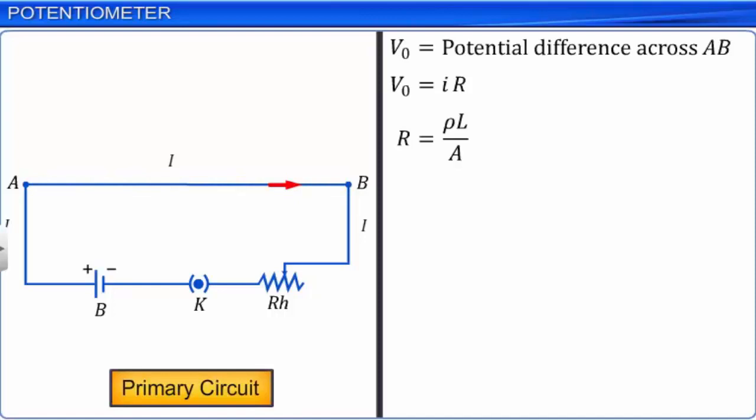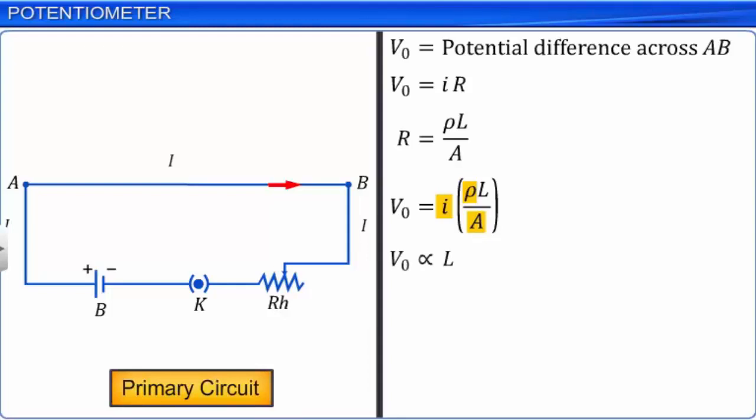Here, I is constant as already discussed. The resistivity of the material of the wire rho is constant. As the wire is of uniform thickness, the area of cross-section of the wire A is constant. Hence, the potential drop across any segment of the wire is proportional to the length of the segment.